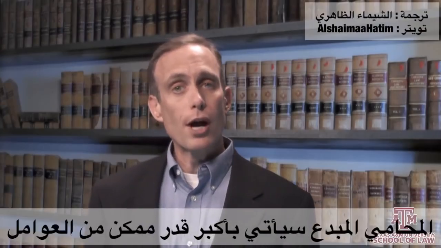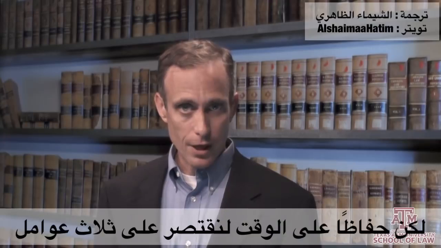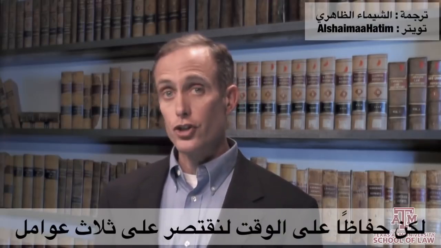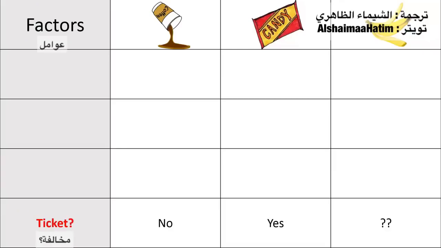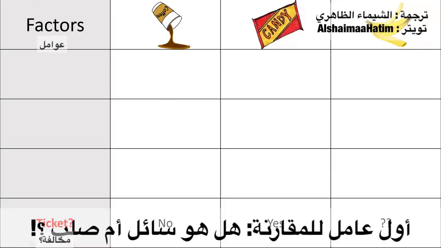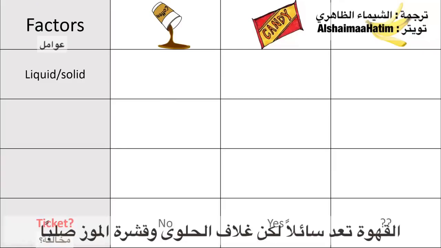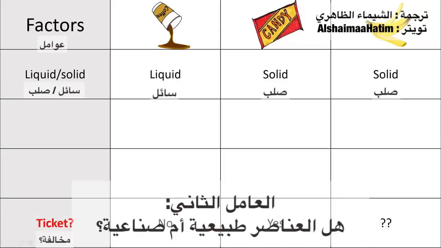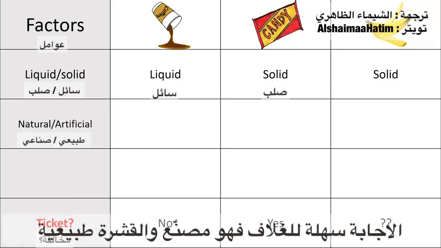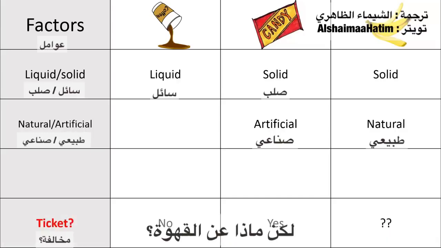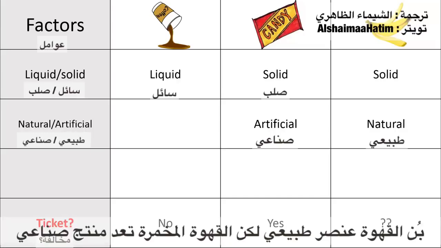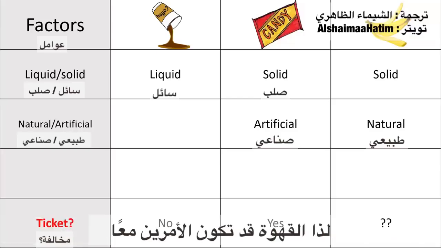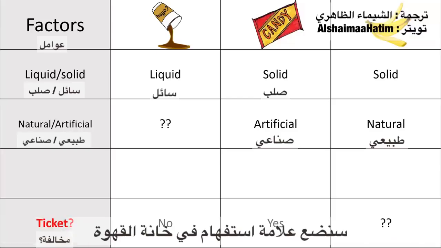A creative lawyer will come up with as many factors as possible, but in the interest of time, let's limit ourselves to just three. Our first factor or point of comparison will be liquid or solid. The coffee is liquid, but the candy wrapper and banana peel are solid. Our second factor will be whether the item is natural or artificial. The answer is easy for the wrapper, artificial, and the peel, natural. But what about coffee? Coffee beans are natural, but brewed coffee is a manufactured product, so coffee could go either way. We'll put a question mark for coffee.